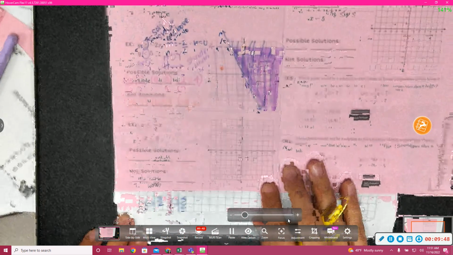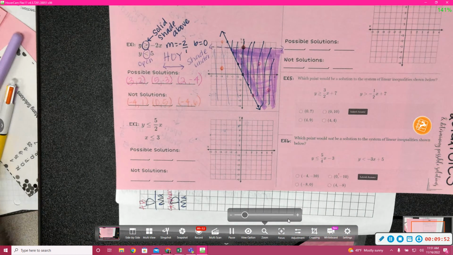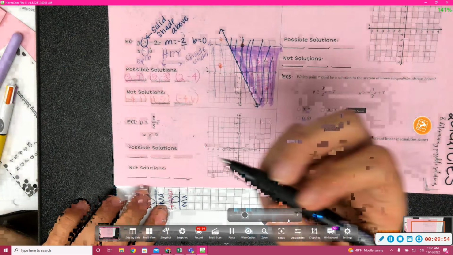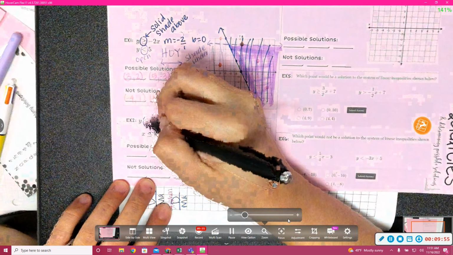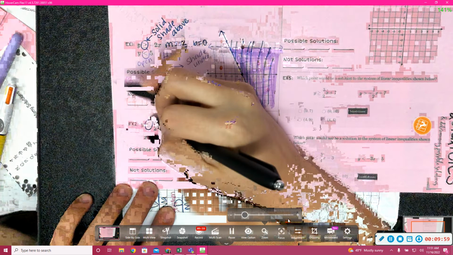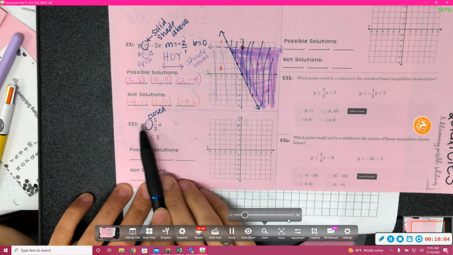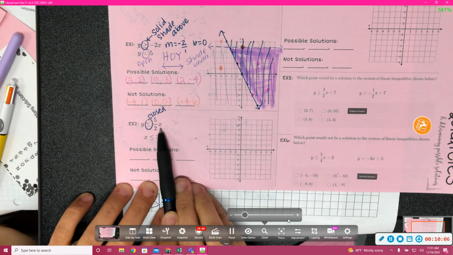Example 2. y is less than or equal to 5 halves x, so we know it's going to be a closed line. And it's saying y is less than x, so we know we shade below.